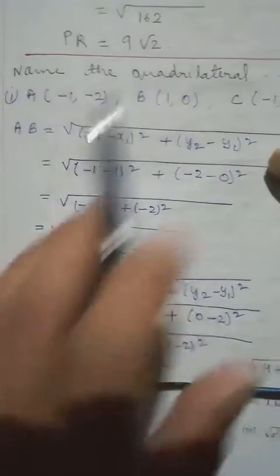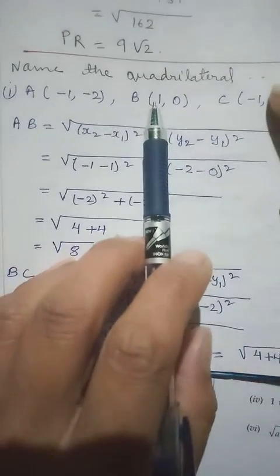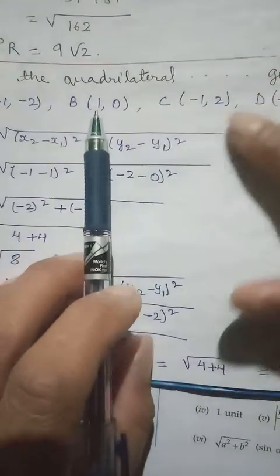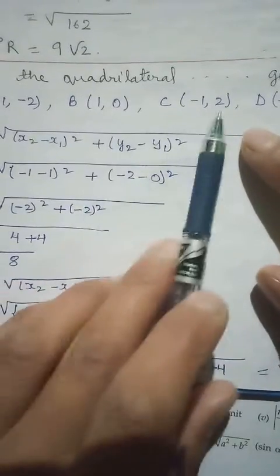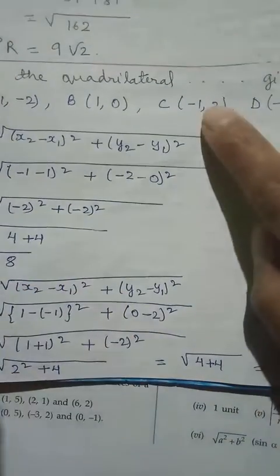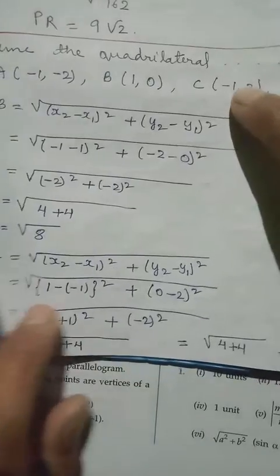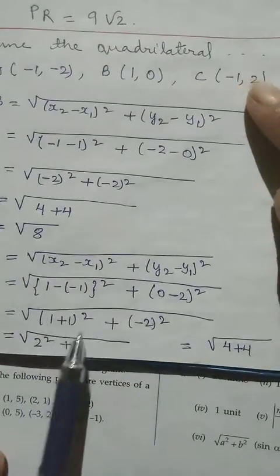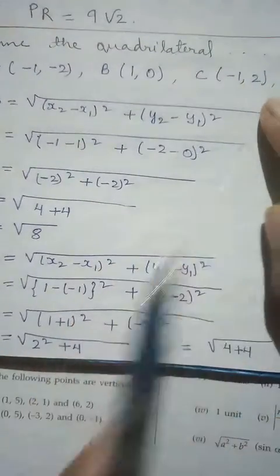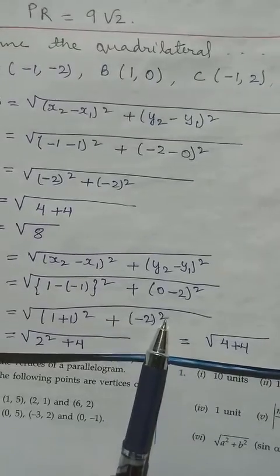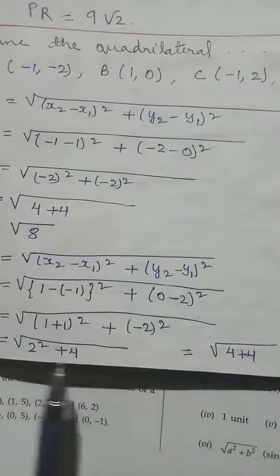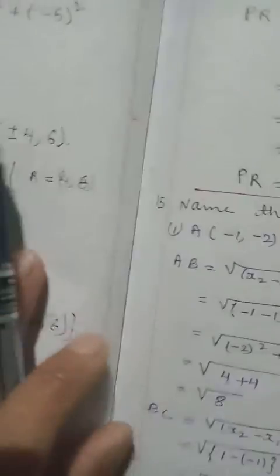Then BC also, you take B and C. Remember, first with first, second with second. Okay, x with x, that means y with y. So 1 minus, from the formula, minus to minus plus, then 0 minus 2. So we have square, minus will go away, 2 into 2, 4. Here also we have 8.